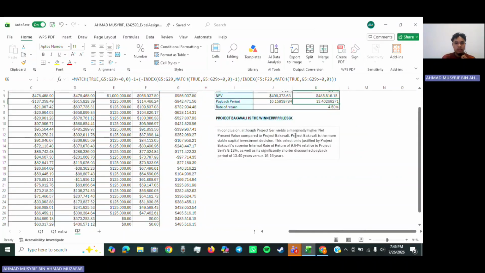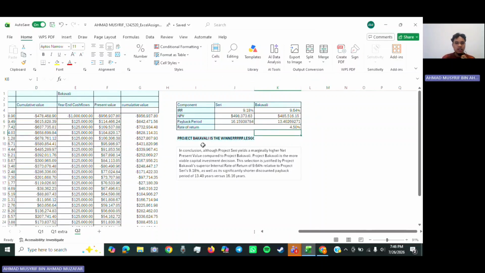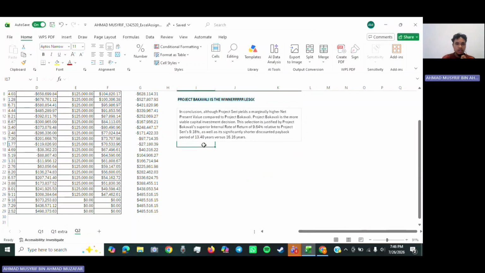From the answer that I did, I think project Bakavali is the winner. In conclusion, although project Seri has a marginally higher net present value compared to project Bakavali, project Bakavali is the more viable capital investment decision. This selection is justified by project Bakavali's superior internal rate of return relative to project Seri, as well as its significantly shorter discounted payback period of 30.4 years versus 16.16 years.